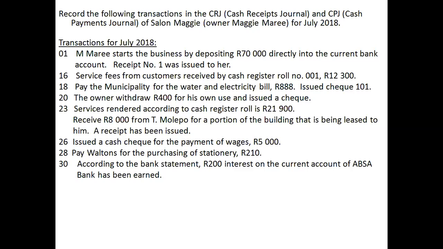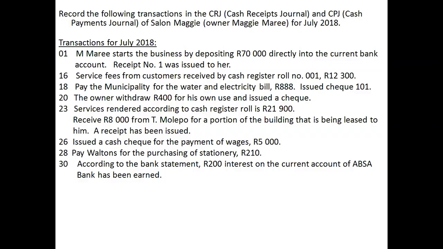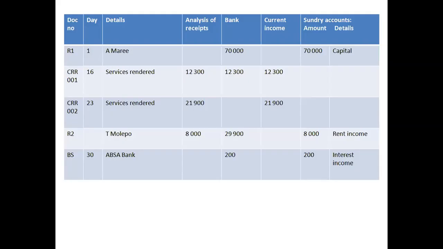So remember, you're going to write this services rendered. So in the CRJ on the 23rd, it's cash register roll CRR 002. Just something on that, let me go back. Look again there on that transaction on the 23rd. They didn't mention a number with a cash register roll. You guys need to remember that sometimes, like on the 16th, they have given you the first number. You automatically need to continue with the next number.